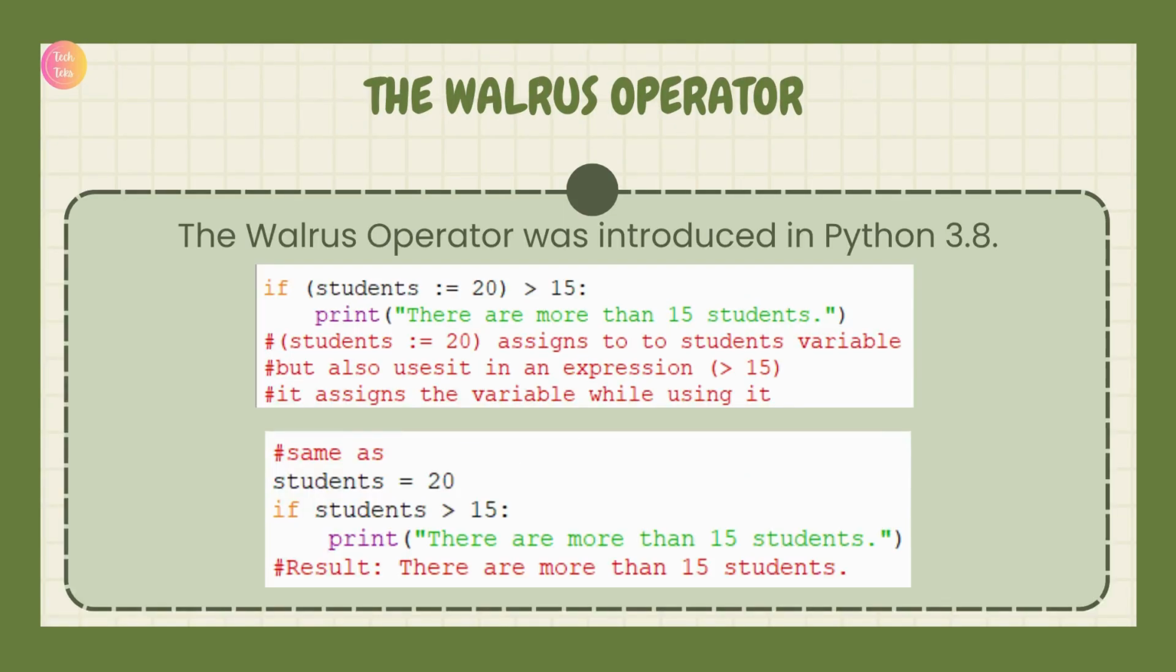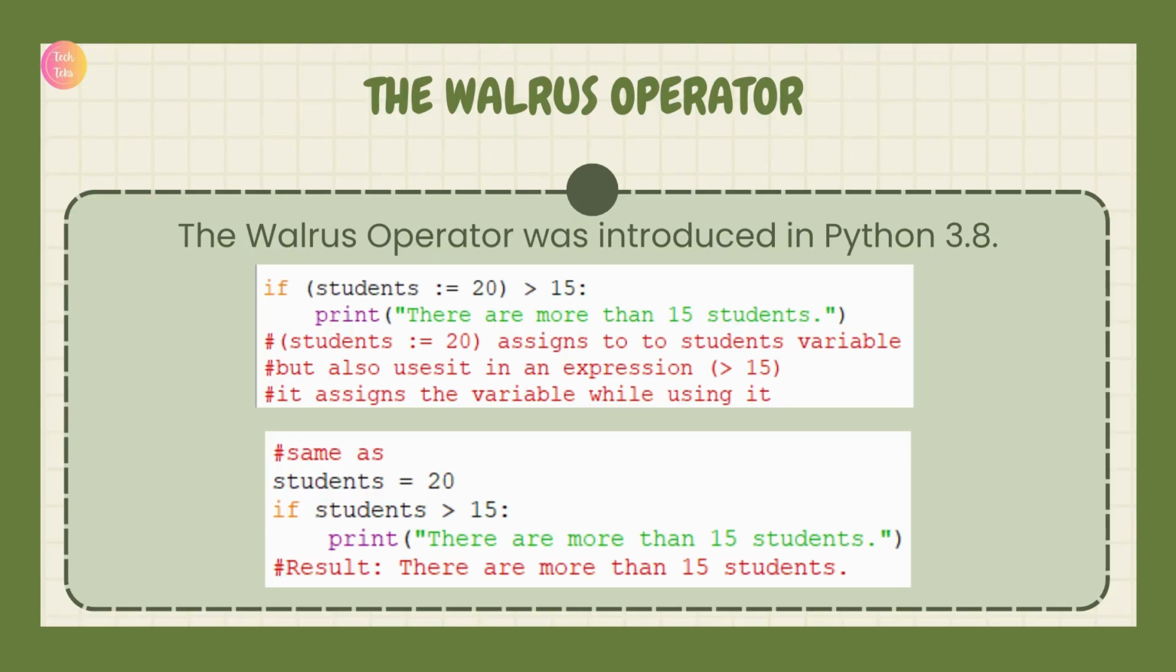So the Walrus operator. It has a colon before the equals to sign. It assigns a variable when it is in the midst of an expression. So you don't have to create a variable first. You can create it by using it in an expression. So let's look at some code. If students, make sure it's in brackets as well.